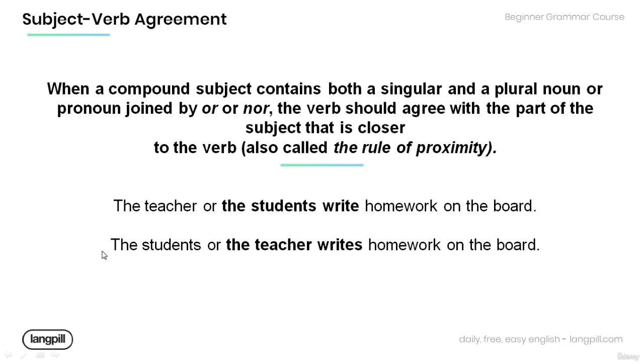Second example, the students or the teacher writes homework on the board. Again, note how the teacher is in its singular form and students is in a plural form. The verb writes is in its singular form because the subject that is closer to the verb is singular.